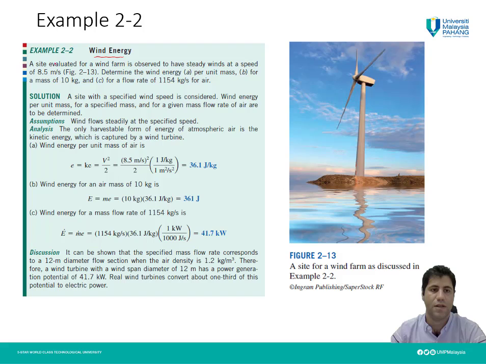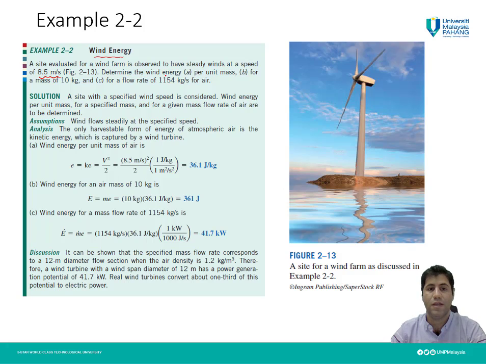So what we have here is a site evaluated for a wind farm, observed to have a steady wind at a speed of 8.5 meters per second. Why does it say steady? Because if the flow is not steady, it will be much harder to solve to find the velocity to put in our equation. So here the wind is steady, meaning its velocity is almost constant.